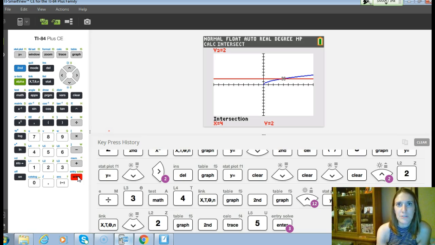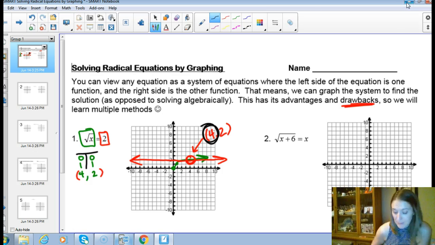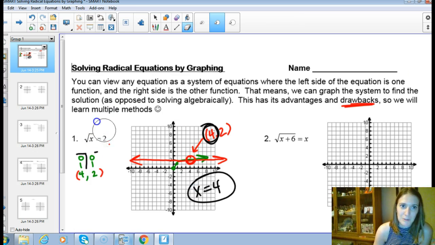So just remember when you're solving an equation and it says solve for x, just give the x value. I already knew the y was 2. That was the whole point of the other side of the equation. So the answer to this question is x equals 4. Now, some of you are going back to the original question and going like, yeah, of course x equals 4. Because if I squared both sides, I'd get x equals 4.